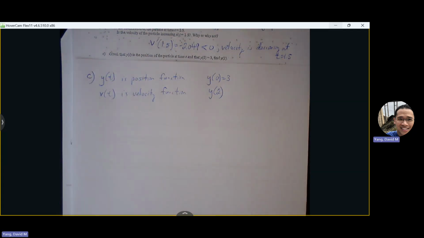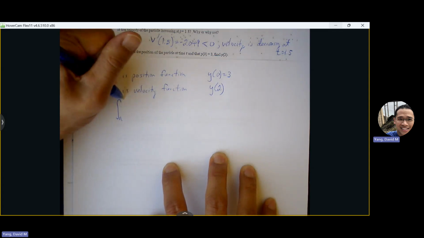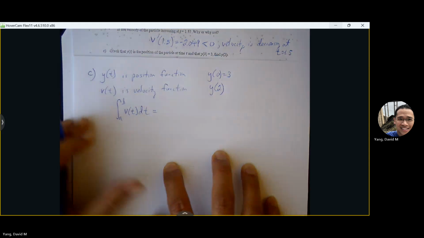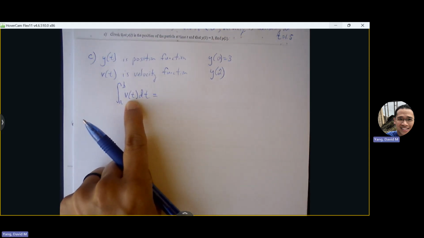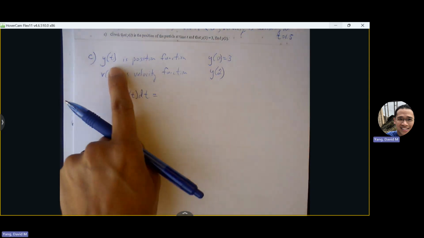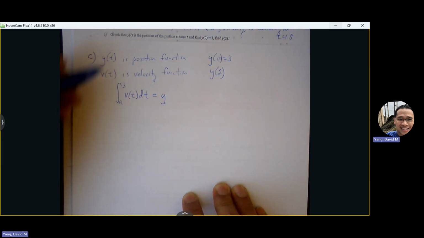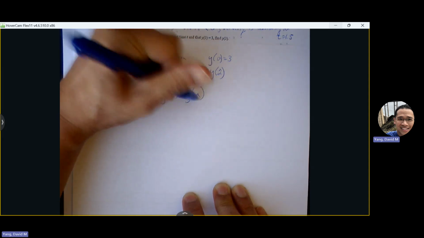So let's use the first theorem to connect velocity and position. We know this is true: the integral from a to b of v of t is going to end up being what? Velocity turns into position, and here they're using y as position, so we're going to use y. So it's just going to be y of what? How do we evaluate the bounds? y of b minus y of a.